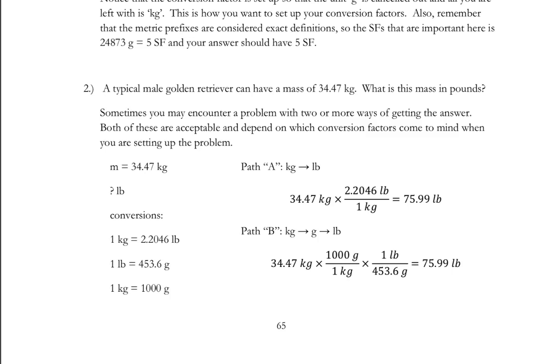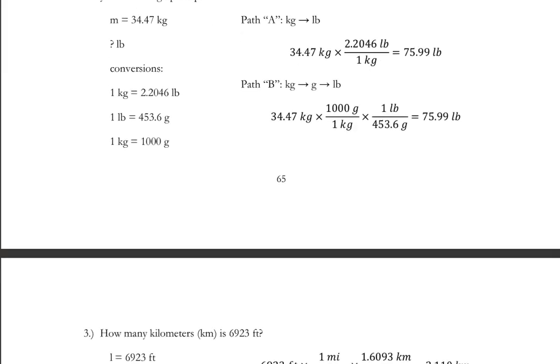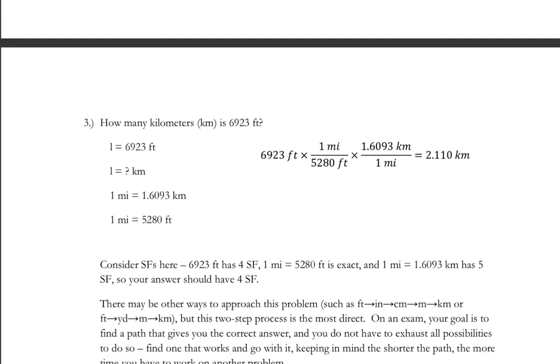And now on our calculator, we enter 34.47 times 1,000 and divide by 453.6, and we'll get 75.99. We have it as 4 sig figs because we started with 4, and our conversions have at least 4 or more sig figs. Here's our next problem.